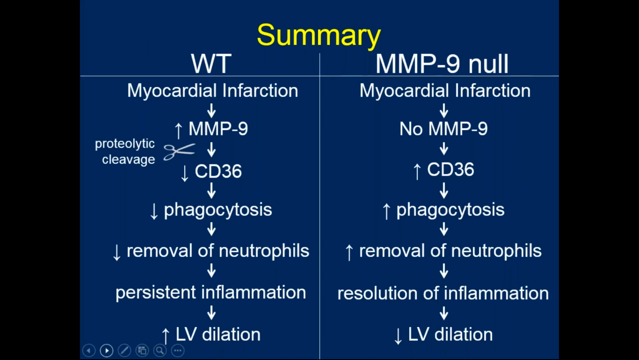So just to summarize this study, we showed that with an MI, you have this elevation of MMP9, which then leads to increased proteolytic cleavage of CD36. This diminishes neutrophil apoptosis as well as the ability of macrophages to phagocytose and remove neutrophils, which then associates with our increased LV dilation. When MMP9 is deleted, CD36 is preserved and leads to an increase in phagocytosis to coordinate the removal of neutrophils. This then serves to resolve inflammation earlier and attenuate LV dilation post-myocardial infarction.